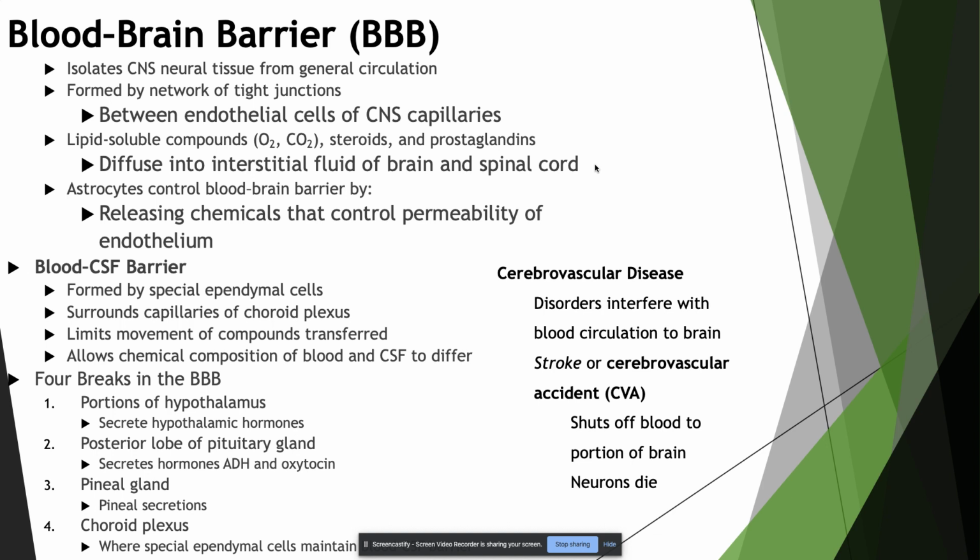The choroid plexus is not part of the neural tissue of the brain, so no astrocytes are in contact with the endothelial cells there. Substances do not have free access to the CNS. However, specialized ependymal cells create blood-CSF barriers. These cells are also interconnected by tight junctions and surround the capillaries of the choroid plexus.